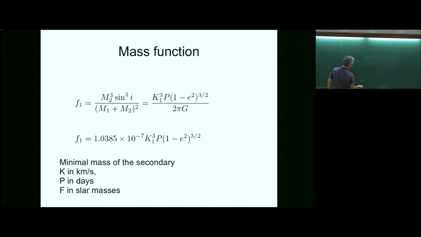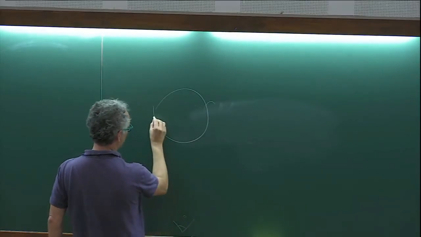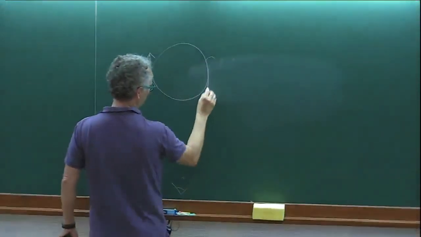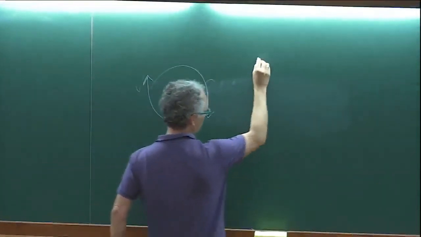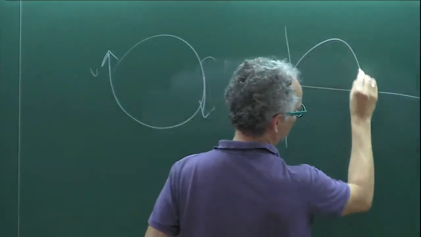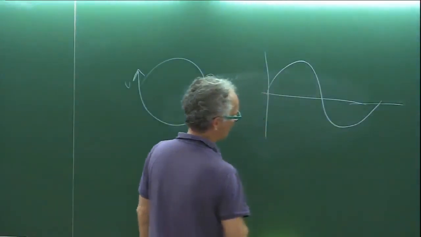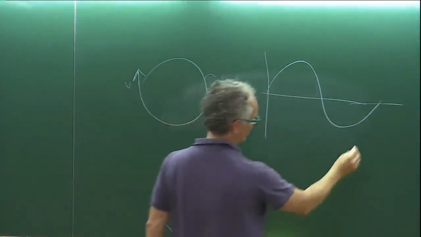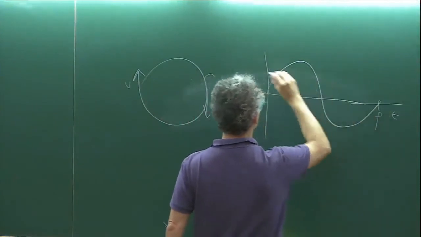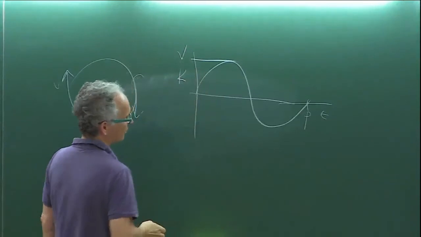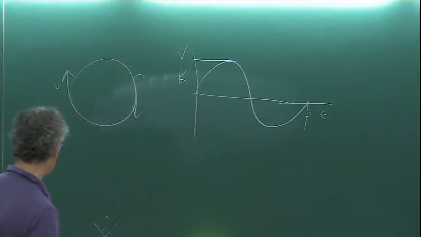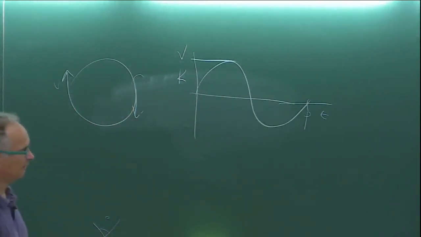Generally, if you have the observer here, this is the velocity, and you see the velocity changing as a function of time. This is the period, time, and velocity. This is the velocity amplitude.